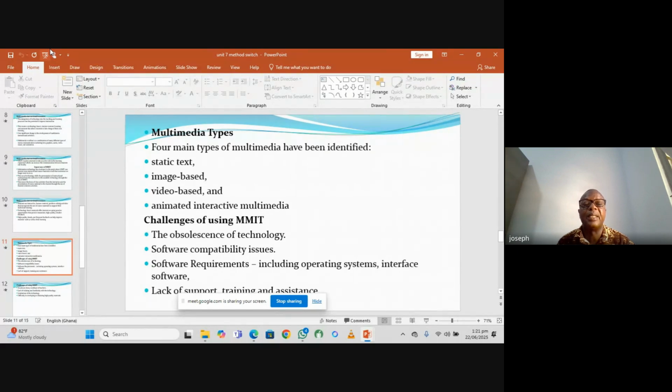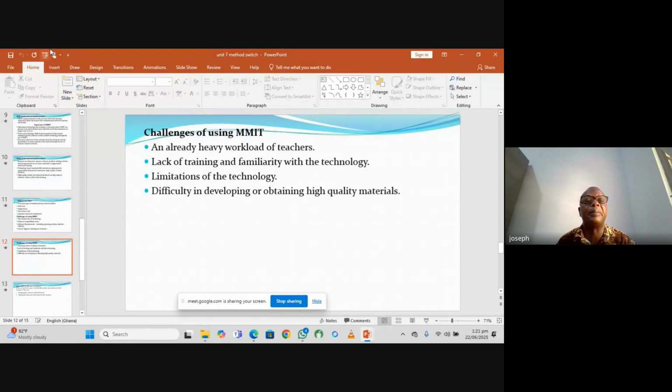Challenges of using multimedia in teaching and learning process. Some are obsolete in the use of these technologies. Software compatibility is an issue that at times we find difficult to use. Software requirements, including operating system, interface software, and all this, at times you may find it difficult to use them. Lack of support, training, and assistance that will enable us to be familiar with some of these things. An already heavy workload of the teachers will also be compounded because you have to seek enough information, because it's open to the students.